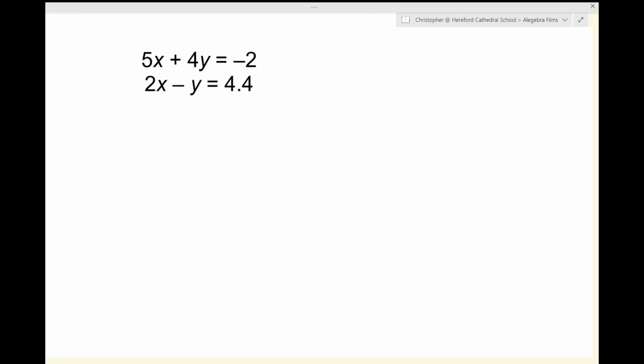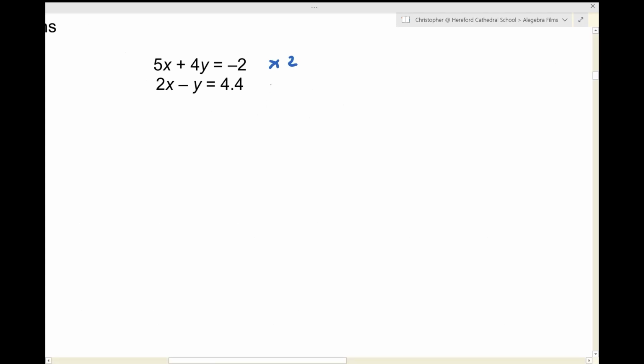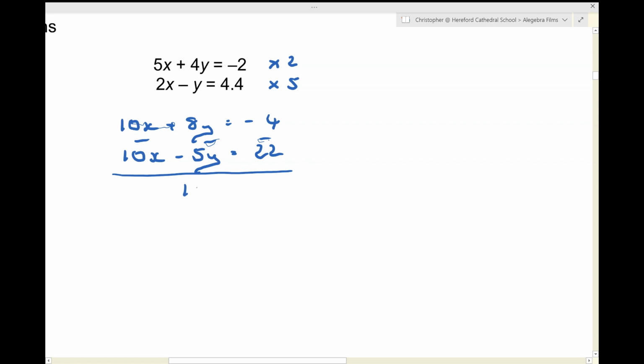Question 2, let's get the x's equal and then subtract. Multiply this top equation by 2 to get 10x's and the bottom equation by 5 to get 10x's. Top equation doubled, let's see, 10x plus 8y equals minus 4, and the bottom equation multiplied by 5, 10x minus 5y equals 4.4 times 5. You can do that on your calculator, 22. Right. So I'm going to have 8y minus minus 5y, 13y equals minus 4 minus 22, minus 26. y equals minus 2.